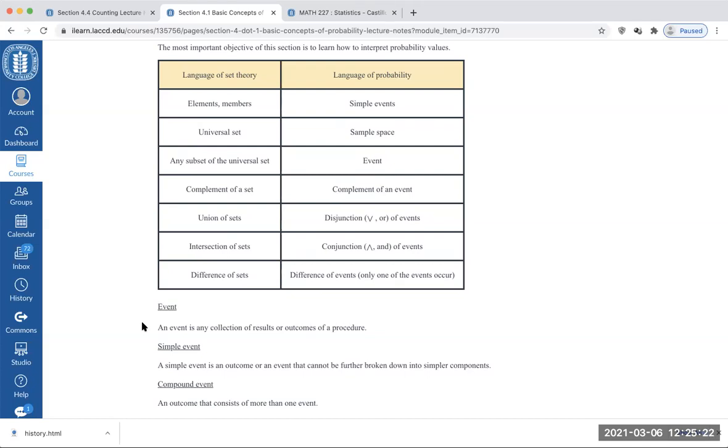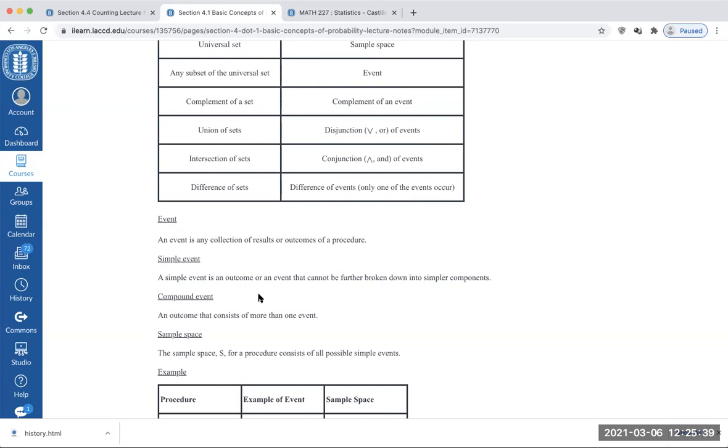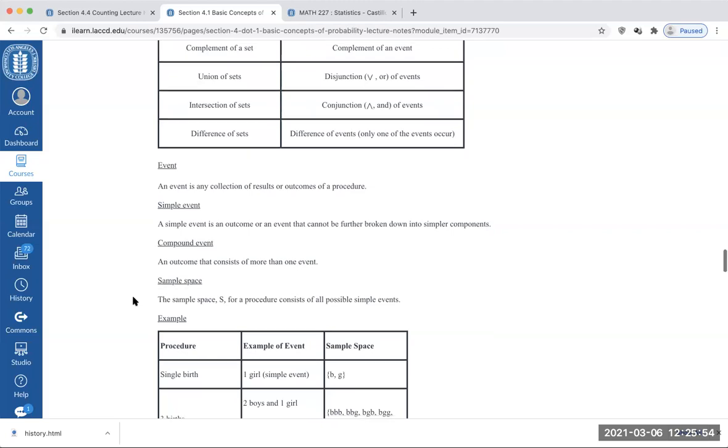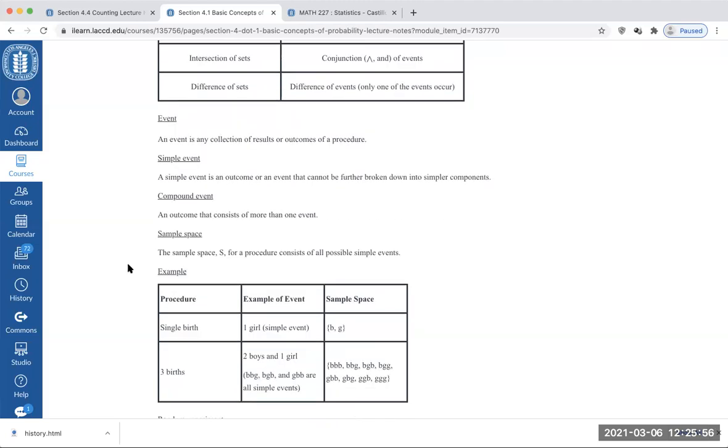So let me give you these definitions without the set theory behind it. An event is a collection of results or outcomes of a procedure. A simple event is an outcome or an event that cannot be further broken down into simpler components. A compound event is an outcome that consists of more than one event. A sample space, S, consists of all possible simple events.